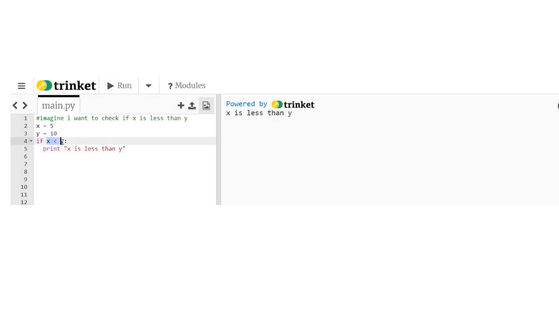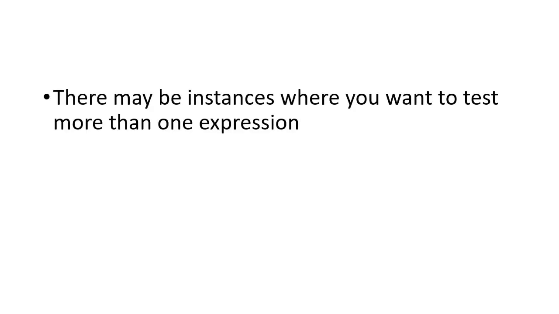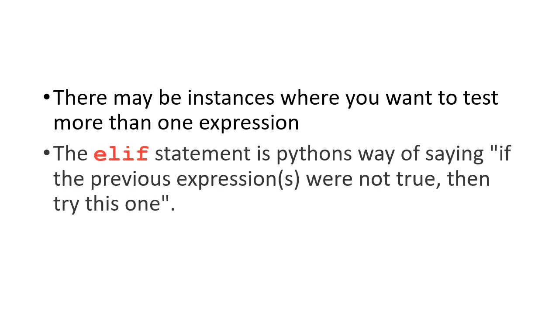Understand that these expressions are not always going to be true. Check this out. Let's make x the value of 12. 12 is obviously larger than 10. Notice now there's no output. Let me explain why. There may be instances where you want to test more than one expression. The elif statement in Python is Python's way of saying, if the previous expressions' conditions were not true, then try this one. Let me demonstrate how this works.